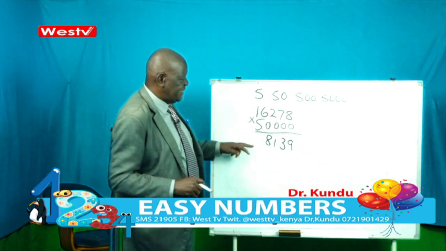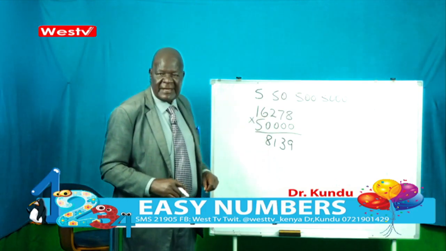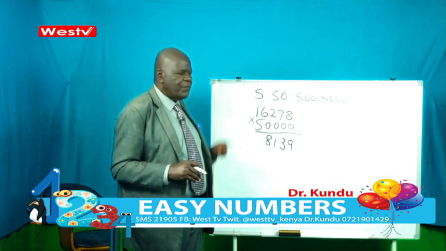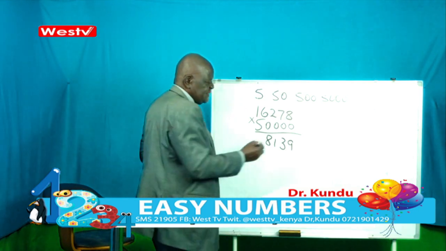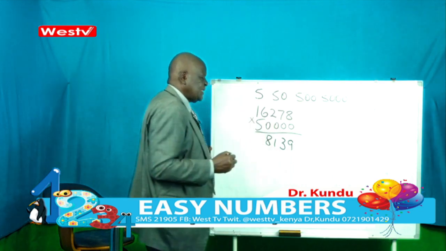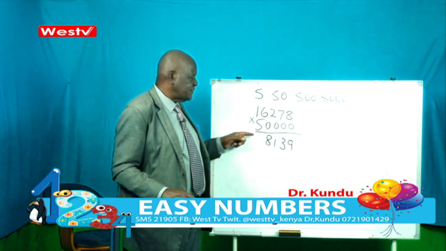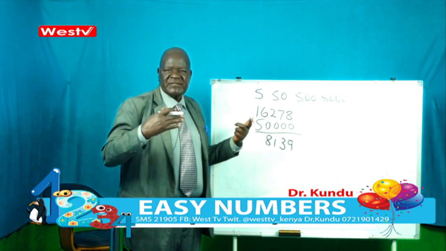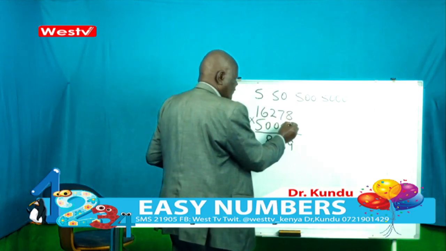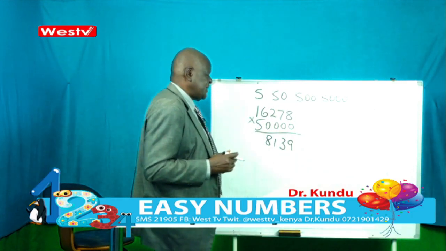Once you have gotten a half of 16,278 as 8139, you now go back to the 5 you're using. How many digits does it have? 1, 2, 3, 4, 5. It has 5 digits. Remember, I'm not talking about zeros, I'm talking about digits. 1, 2, 3, 4, 5. So now you add 5 zeros on 8139.